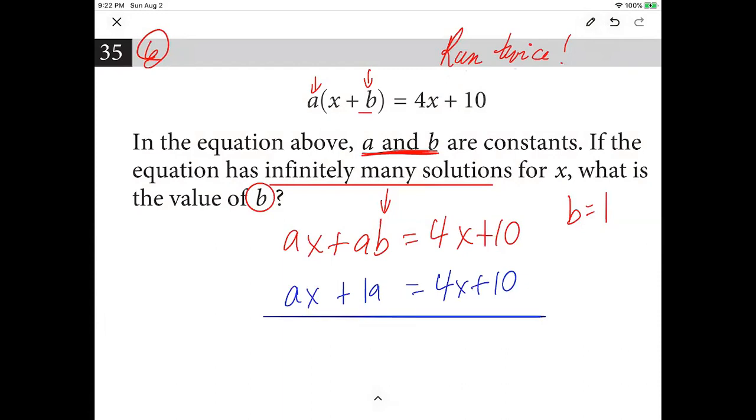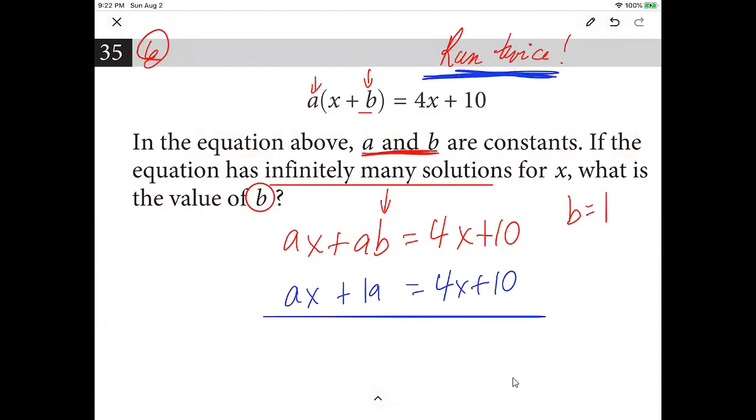And then once we solve for a, we're going to use that value of a and plug it back in, and then we're going to solve for b. Let me show you how I would do this. Basically, up here, I say you're going to run this twice. And let me show you what I mean.